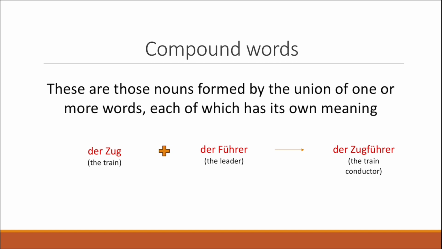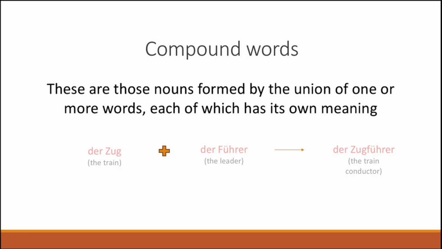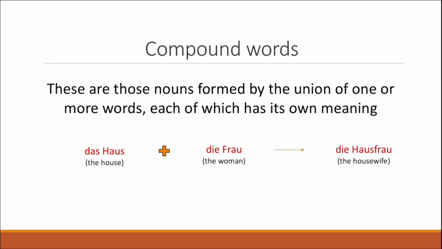And we basically make a union out of these two words in order to make a new word which has its own meaning, and the meaning of this new word is kind of a mix between the meaning of the first one and the meaning of the second one. So in this case, the word that we're going to form is der Zugführer, which means the train conductor, and it has a connection with the word Zug, because it has a connection with train, and with the word Führer, because the train conductor is kind of a leader of the train. So in German, it's pretty funny to build these compound words, and it's also pretty useful because it happens all the time. You can see another example.